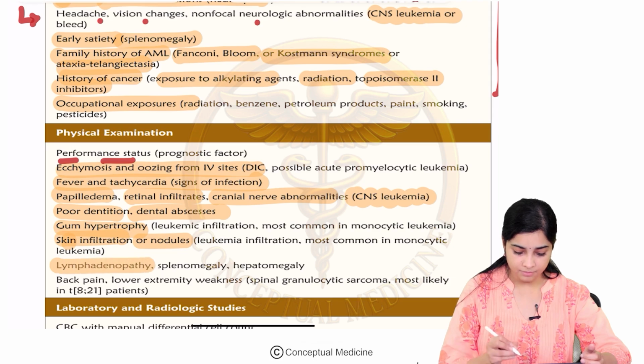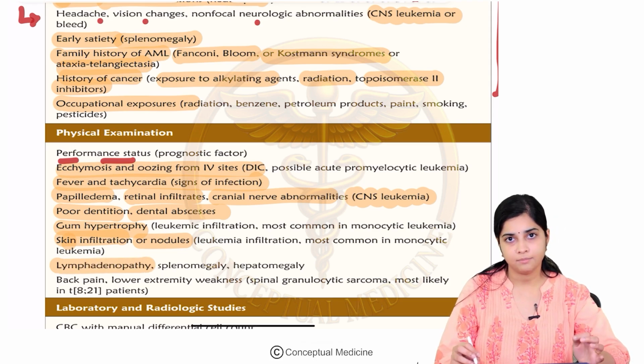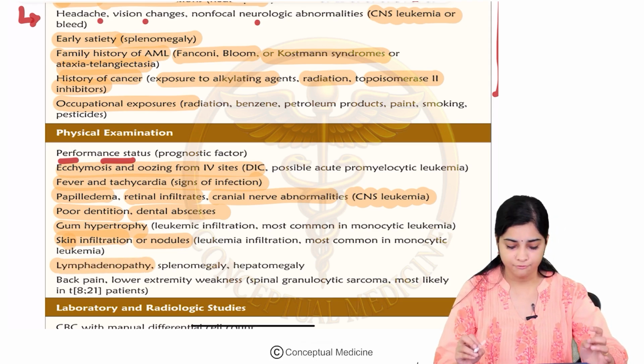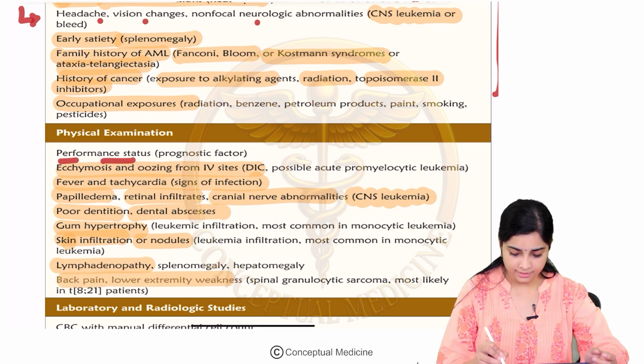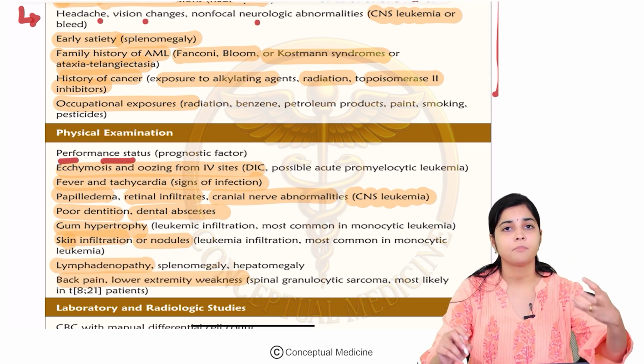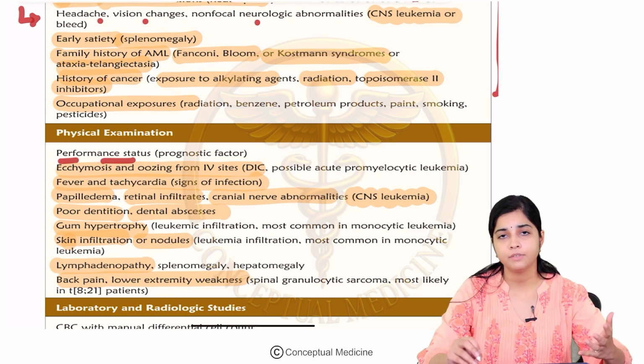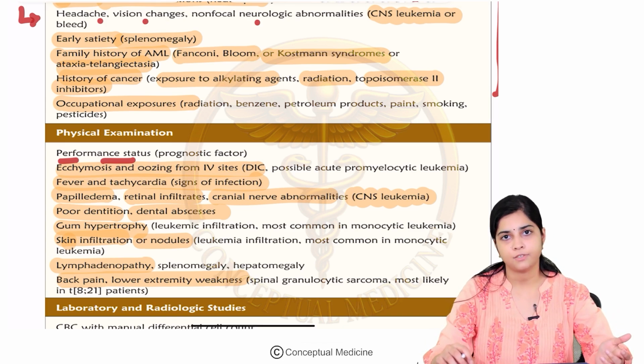Then lymphadenopathy, very rarely it can be seen, but do not mention that as the first point. Back pain, lower extremity weakness: this can be because of a myeloid sarcoma compressing and causing weakness, or it can be bony pains of AML as well.